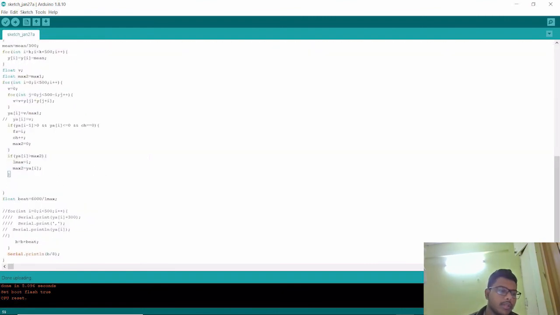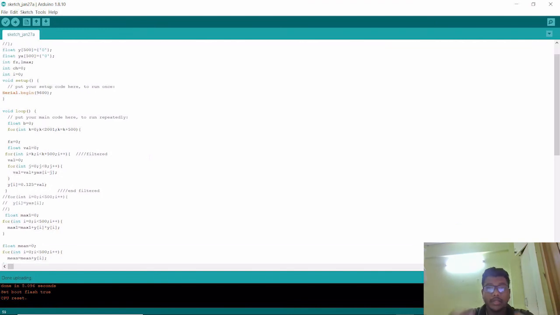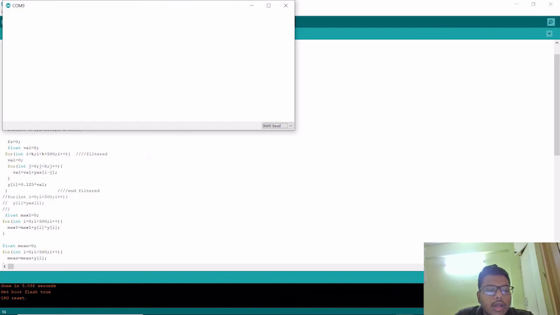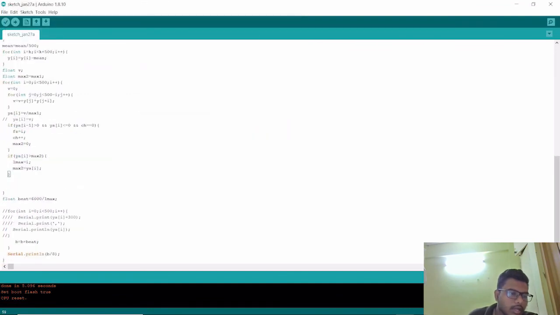We can observe that the pulse rate is given as the number of heart beats per minute. So we will be doing 60 into fs by L max, so it will be 6000 into 6000 by L max. So first, let's compile it.